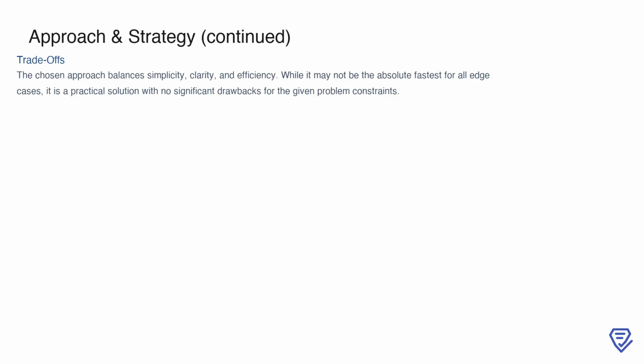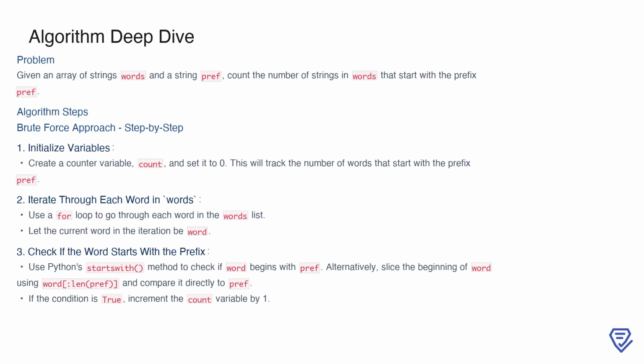To solve the problem of counting words with a given prefix, we can start with a straightforward brute force approach. First, we initialize a variable called count and set it to 0. This variable will help us track the total number of words that match the given prefix. Next, we iterate through each word in the words array using a for loop. For every word, we check if it starts with the specified prefix pref.